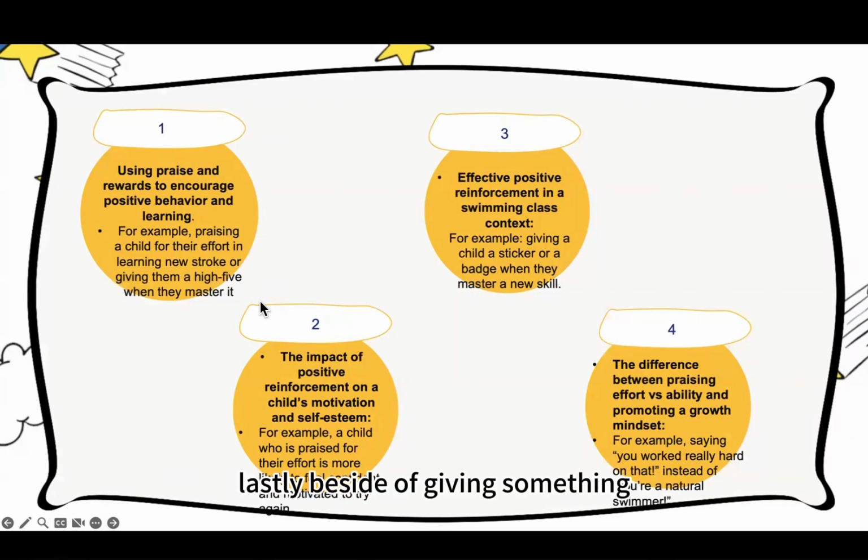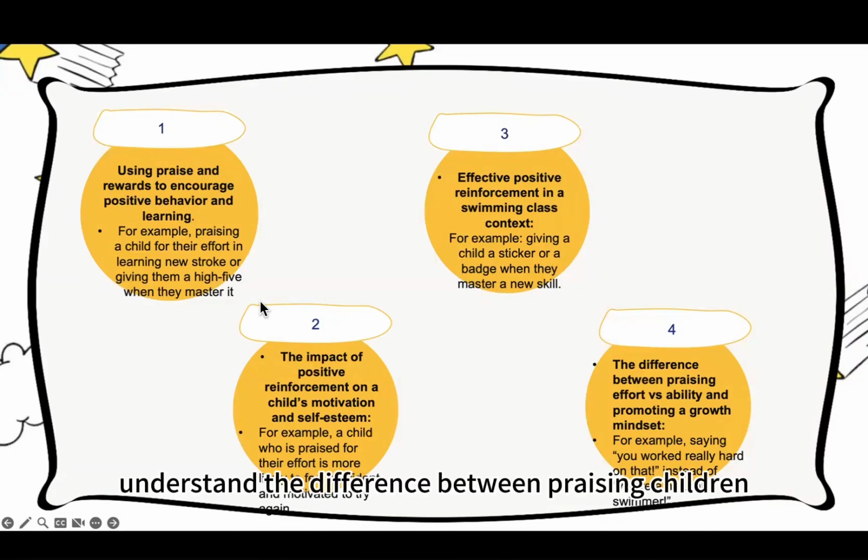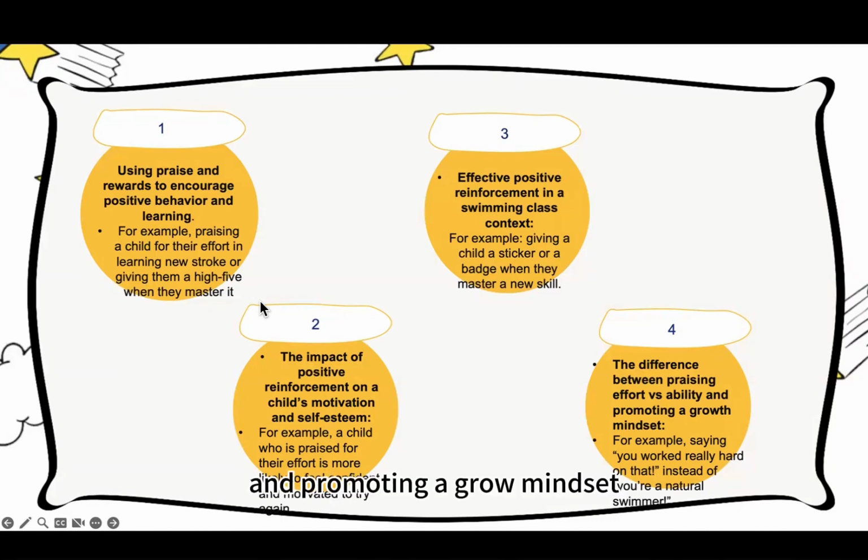Lastly, besides giving something as a reward, using verbal praise or motivation as a reward can work well too. It is important for teachers to understand the difference between praising children's effort and their ability, and to promote a growth mindset. For example, saying "you worked really hard on that," praising their effort instead of their natural ability, such as "you are a natural swimmer."